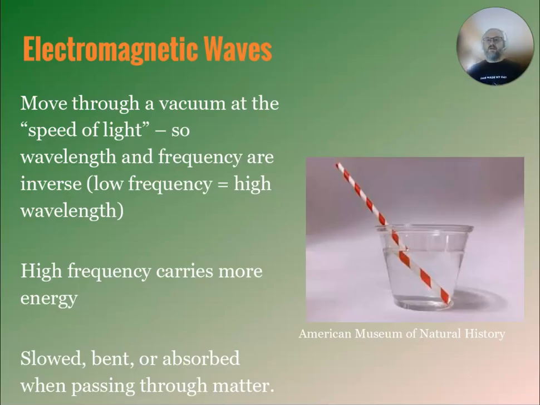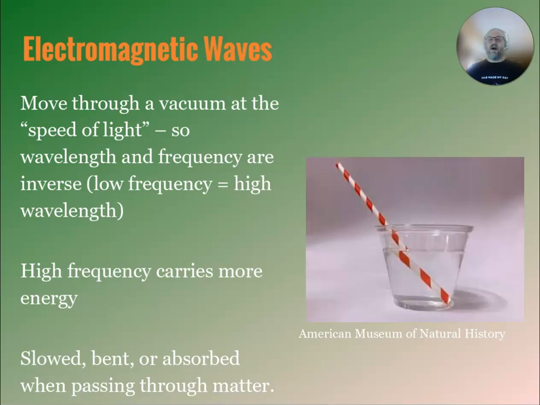And when these electromagnetic waves move through this vacuum, they're moving at the speed of light. And I put speed of light in quotes because this really isn't just the speed of light. This is the speed of all electromagnetic radiation. This is the speed of light and the speed of radio waves and the speed of X-rays and the speed of microwaves. All of these types of electromagnetic radiation are moving at that same speed.